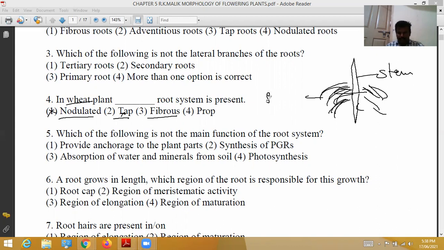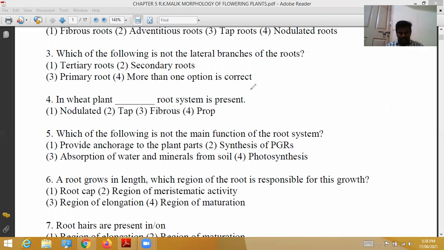This is called the fibrous root system. For the fourth question, the correct option is the third, fibrous root system. Next, prop roots are not present in wheat plants. Prop roots are present in the banyan tree. So among the four options, the correct option for this question is the third option, fibrous roots.